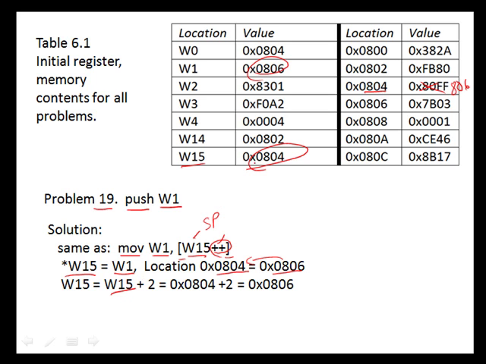So W15 contains an 804, so we'll take 804 and add 2 to it because this is a word operation, and we're going to get an 806. You cannot do a byte operation with a push or pop operation.